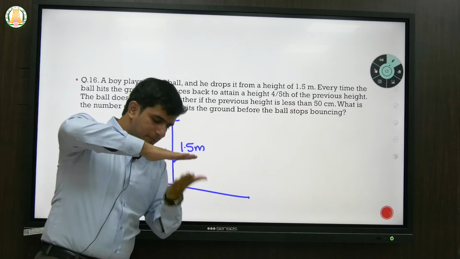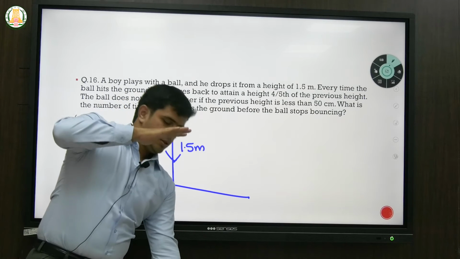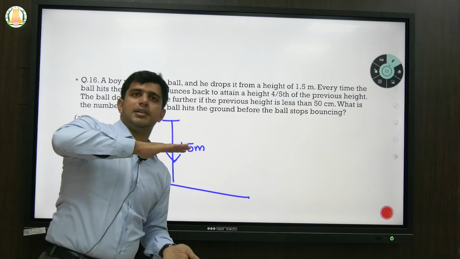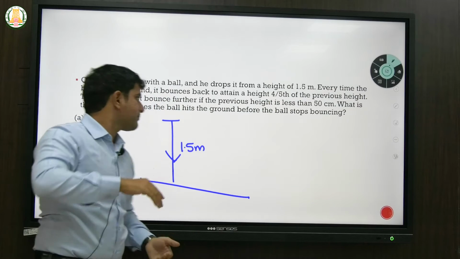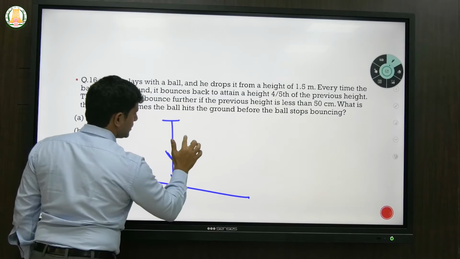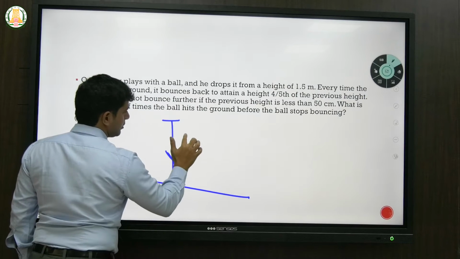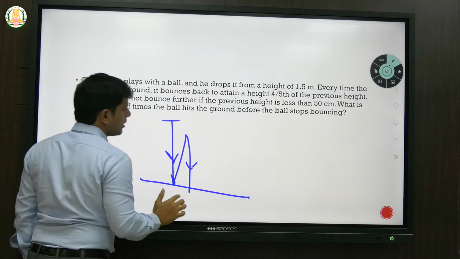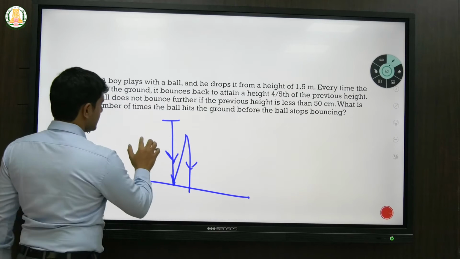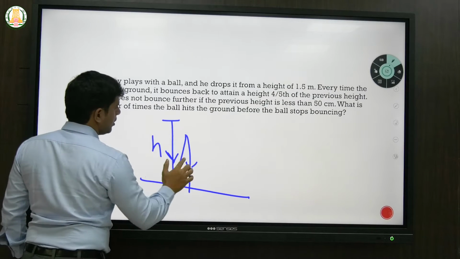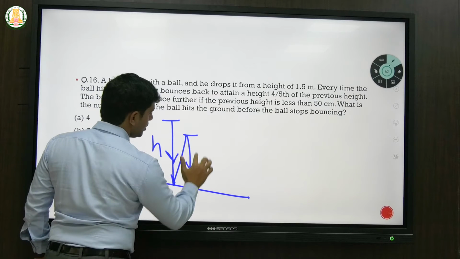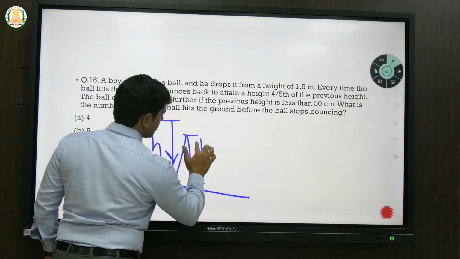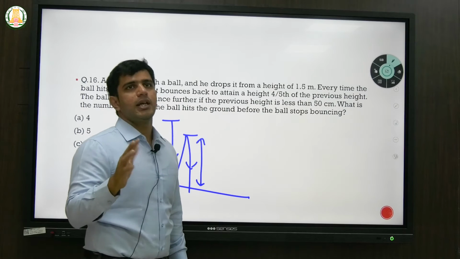And how much lesser is it? Let's say this is h. So 4/5 of h, somewhat less than h. So that is what he's saying. So it drops here, it rises, not to full height, but to some height. Again it will drop. Now, let's say this is h. So what is he saying? This height will be 4/5 of h. That is 4/5 in fractions.